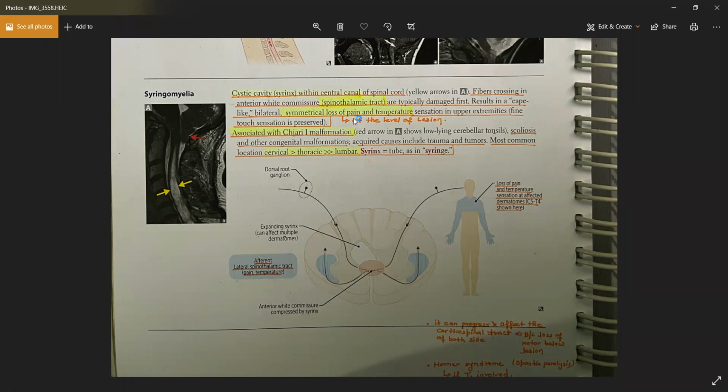You will get first the loss of pain and temperature, then you will get the paralysis later in the period also, right? These are associated with the Chiari malformation type 1. Okay, very important. And please note the most common location is cervical, then thoracic, and then the lumbar.